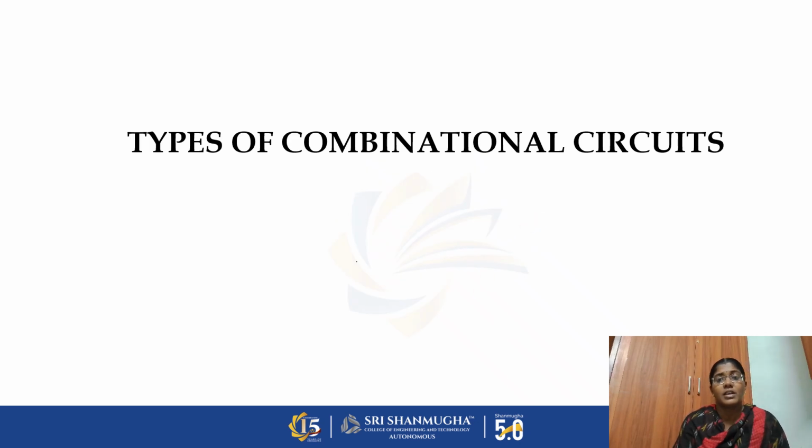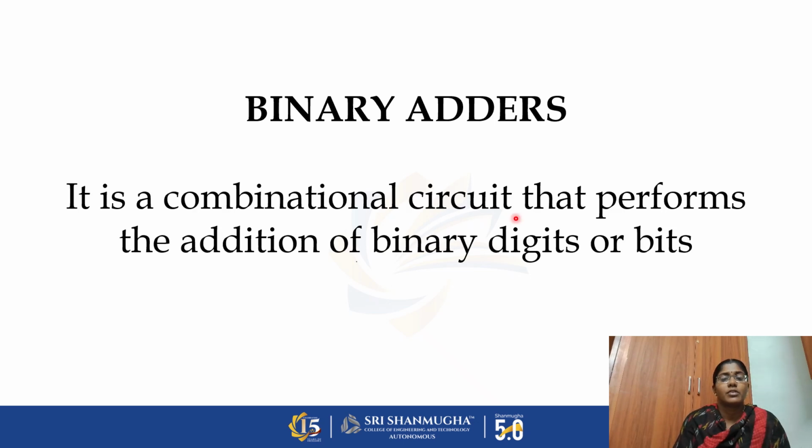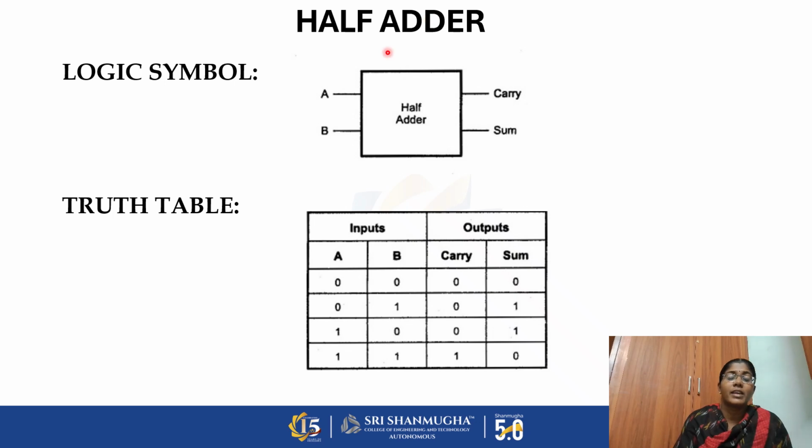The next one is types of combinational circuits. The first type is binary adders. A binary adder is a combinational circuit that performs the addition of binary digits or bits given as input. Again, we can classify the binary adders into half adder and full adder.